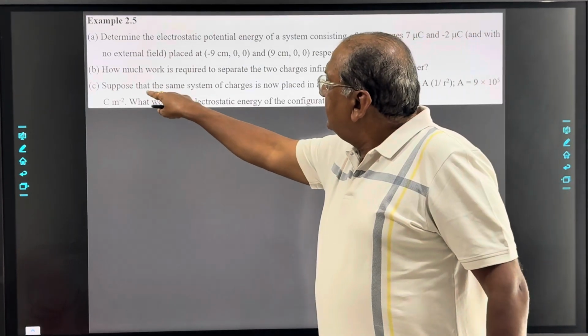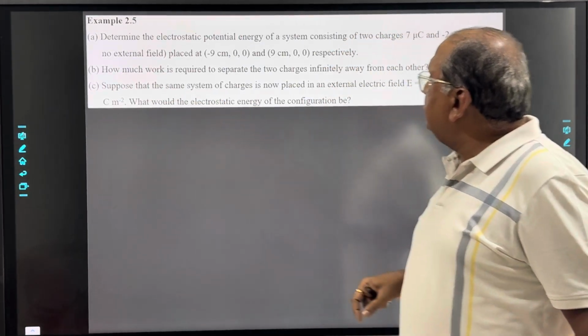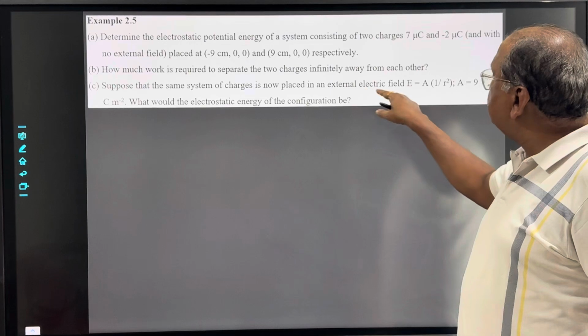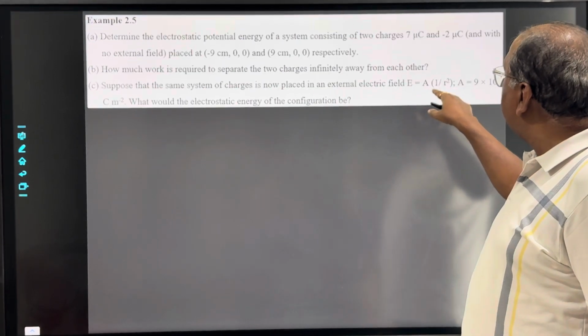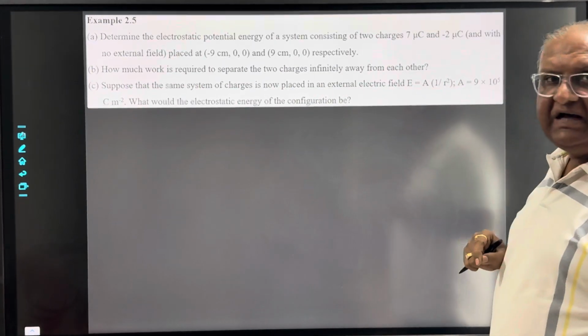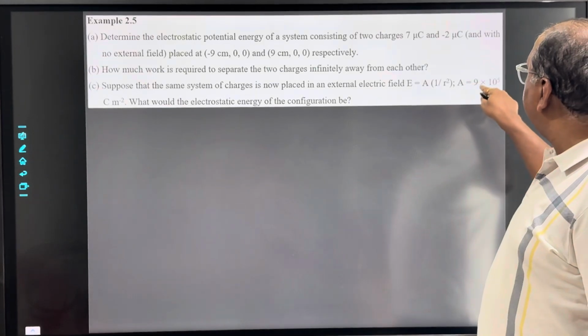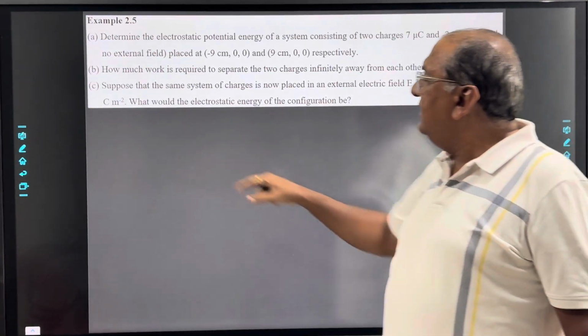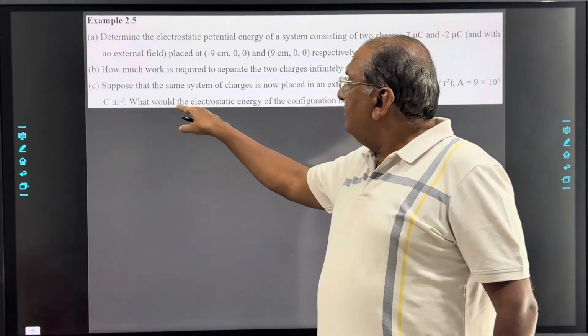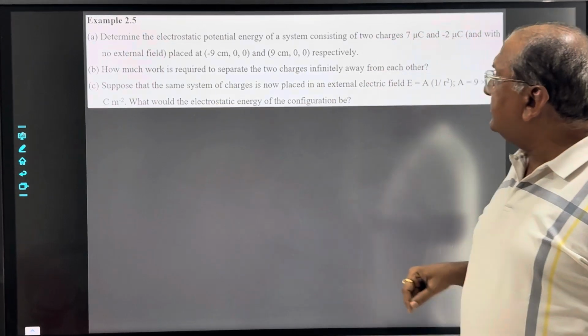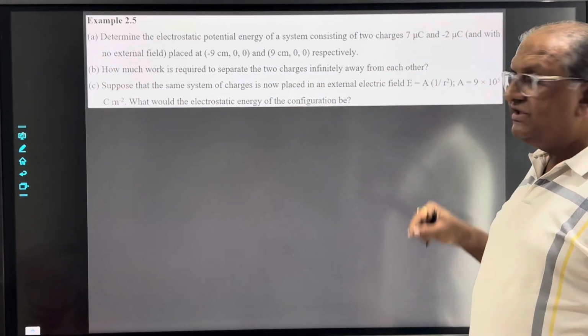C. Suppose that the system of charges is now placed in an external field E equal to A into 1 upon r square, where A is 9 into 10 raised to 5 coulomb per meter square. What would be the electrostatic energy of the configuration?